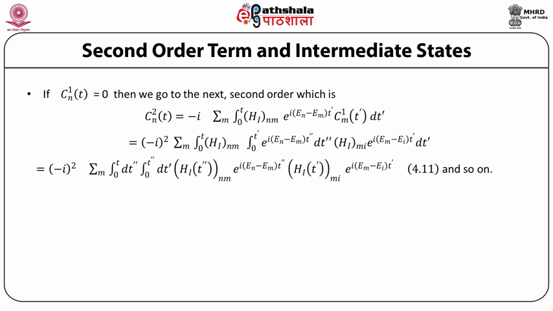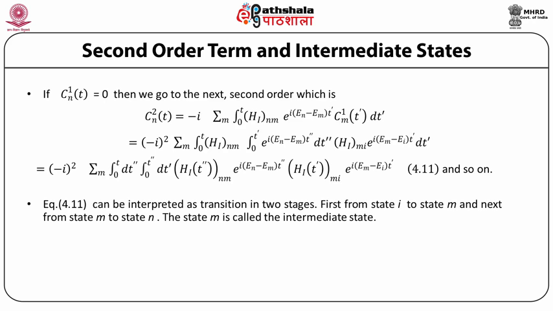This is equal to minus i squared integral dt'' from 0 to t and dt' from 0 to t'', H_i(t'') between n and m states, exponential i(E_n minus E_m)t'', and a matrix element of H_i between m and i states, exponential i(E_m minus E_i)t', and so on.